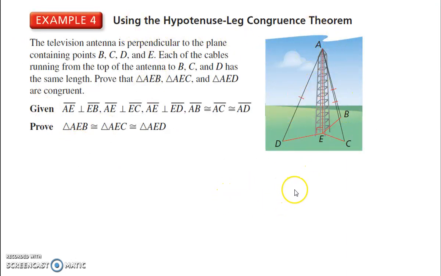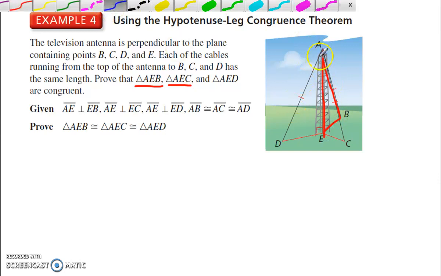The television antenna is perpendicular to the plane containing points B, C, D, and E. Each of the cables running from the top of the antenna to B, C, and D has the same length. Prove that triangles AEB, AEC, and AED are congruent. We're going to go ahead and prove two of those congruent, and then the third one would work the same way. So we're going to start with AEB and AEC. How about that? AEB, that's this triangle back here, and AEC, that's the triangle on the front here.